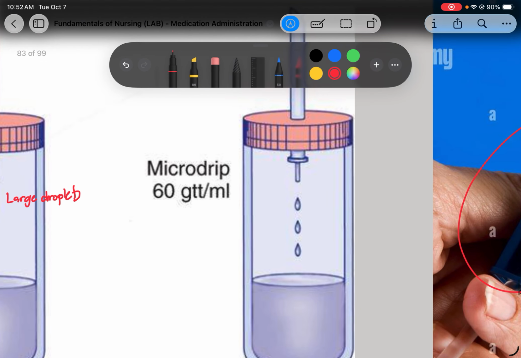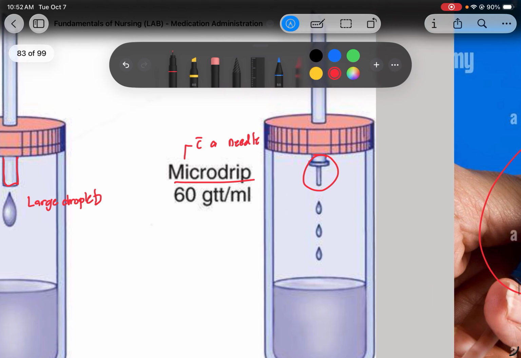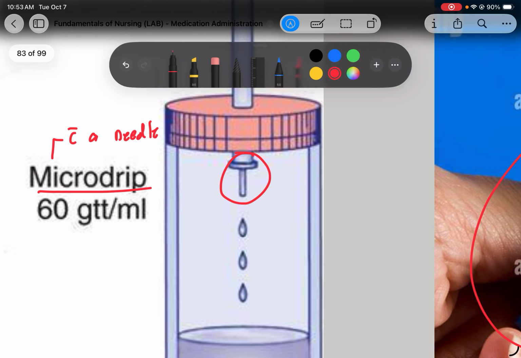While we have, class, here our micro drip. The micro drip, class, is a drip chamber with a needle. As you can see, if you look at it here, there's a very small needle. This one is not a needle. This is just an extension of the tubing. While here, class, there is a small needle. And the purpose of that small needle is to make the droplets smaller. Smaller droplets.